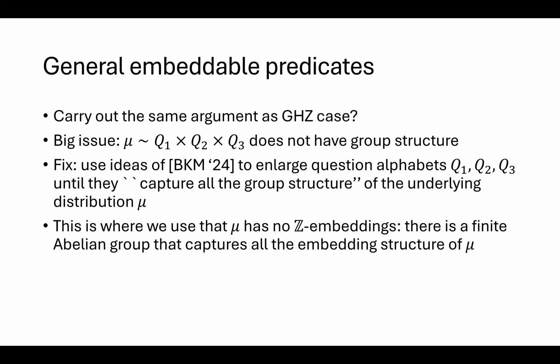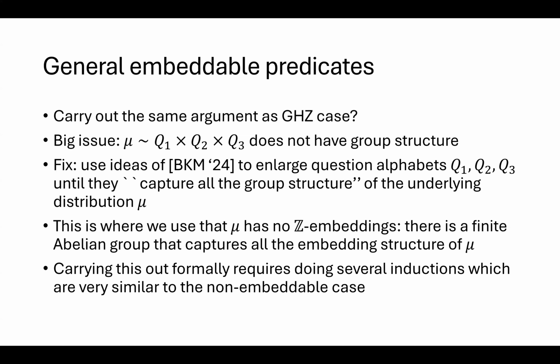Formally, what you say is consider all possible embeddings of mu into finite abelian groups, and then you keep enlarging Q1, Q2, Q3 until they capture all the structure of these underlying abelian groups. This is the part of the argument where we critically use that mu has no Z embeddings. If mu did have a Z embedding, then there's no finite group that would capture all the embedding structure, because you can capture arbitrarily large groups inside a Z embedding. So this is the critical place in the argument where we use that mu has no Z embedding.